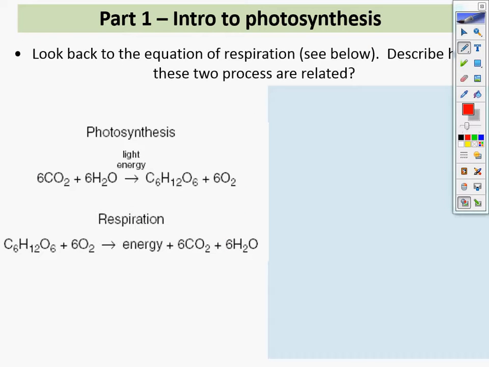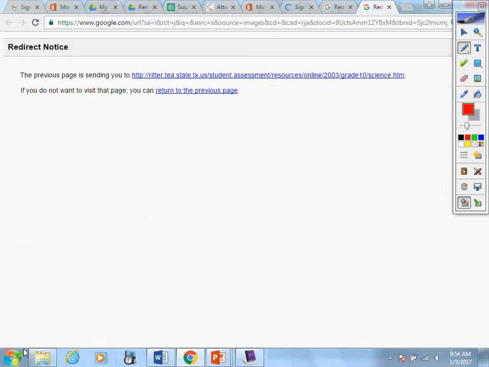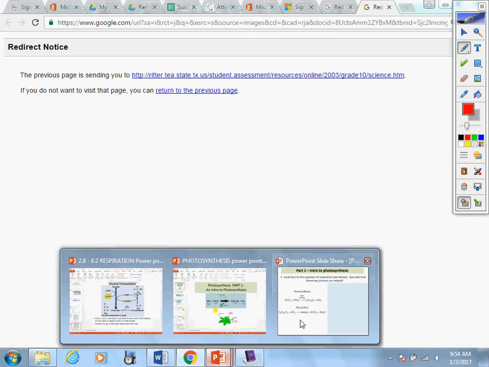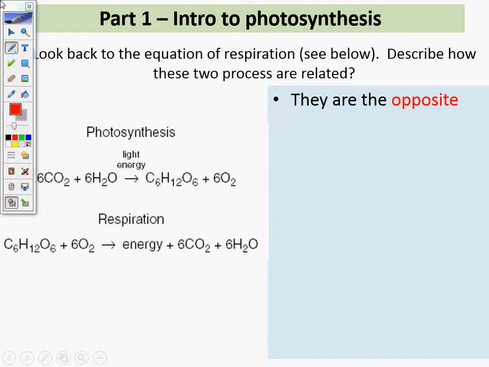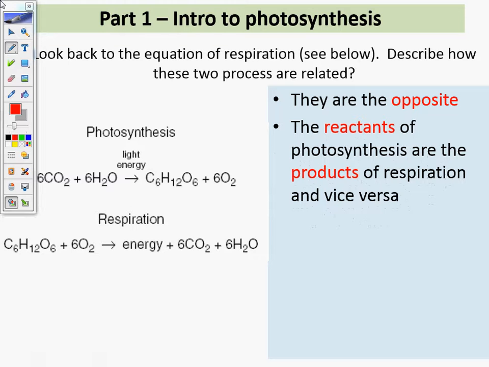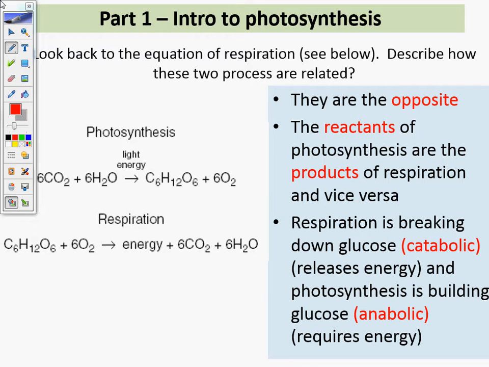So how are photosynthesis and cellular respiration related? Opposites. Very good. They are opposites. How else are they related? The reactants of photosynthesis are the products of respiration, and vice versa. Respiration is breaking down glucose, that's catabolic. Building it up is anabolic. So building glucose is anabolic. Photosynthesis is anabolic. We always think about those guys on anabolic steroids, building up muscles, right? It requires energy.